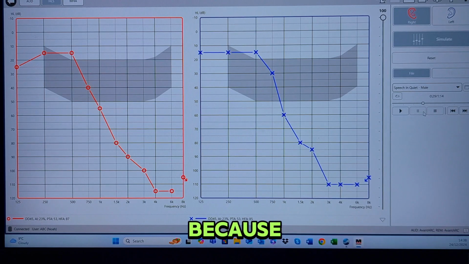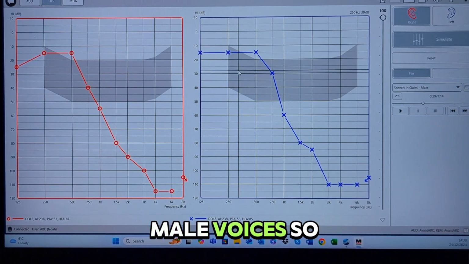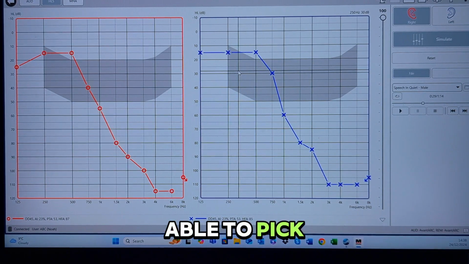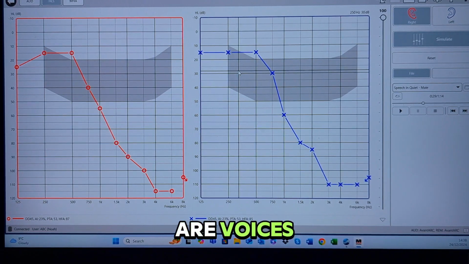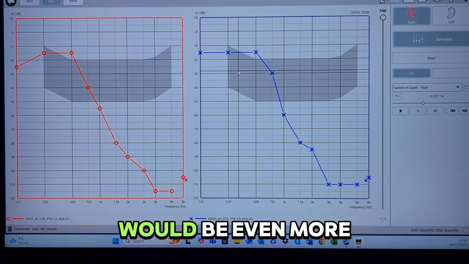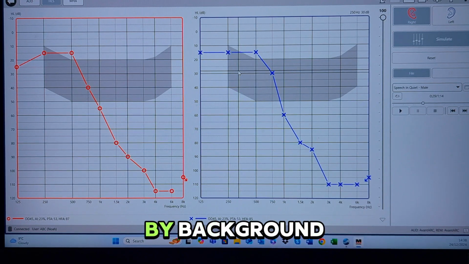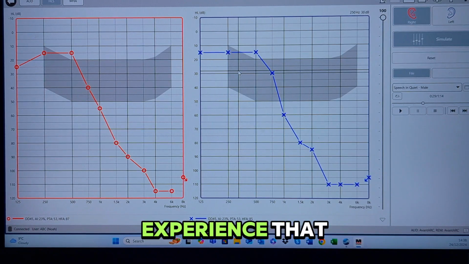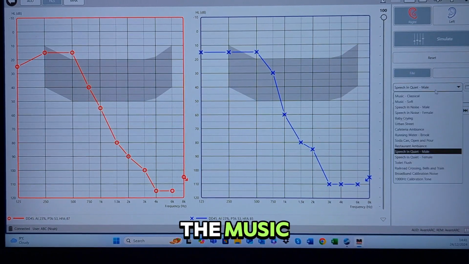Why? Because there's hearing in the low frequencies. There's the volume of the speech, particularly with male voices. So in a crowded room or even in a busy space, you would be able to pick up voices behind you, around you. You'll definitely be aware that there are voices without any difficulty, but a lot of the clarity would be even more exacerbated by background noise. So it'll be even more challenging in a noisy environment. So this is the frustration that would happen with this type of hearing loss for the individual that would experience that. So I'll just do the music and we'll finish up.